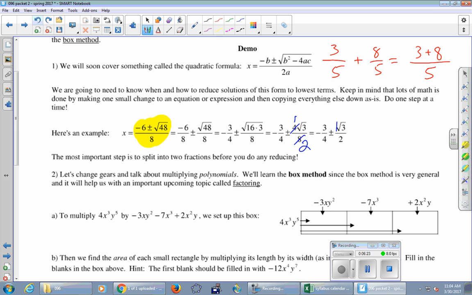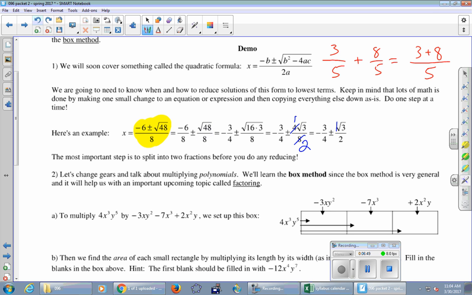Okay, the other thing I wanted to say is that stuff inside the radical and stuff outside the radical do not interact in any way. So even though 8 goes into 48, doesn't it? I think it does, right? 8 goes into 48 6 times. You cannot cross them off and put a 6 in a 1 or anything like that.